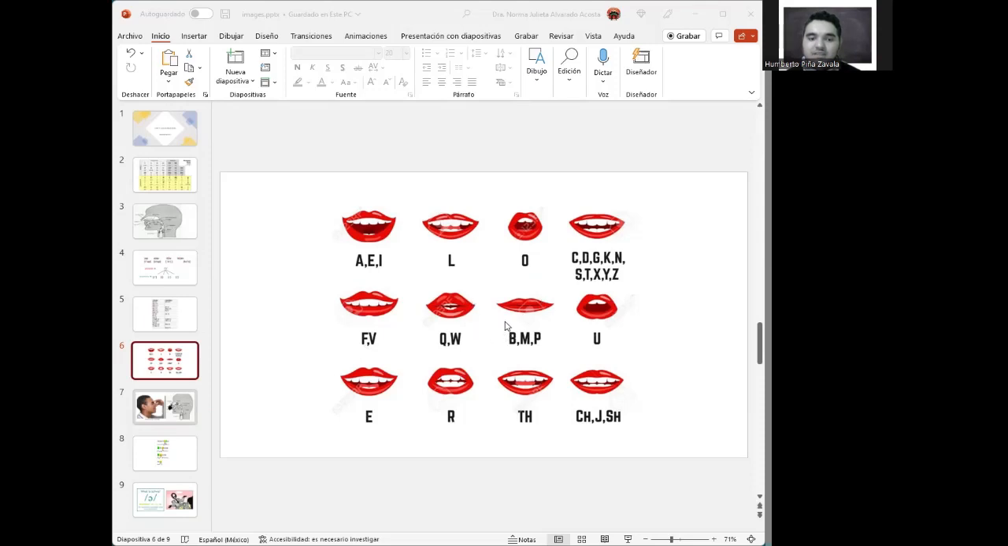Now we got the close sounds, like B, M. You cannot say them with the mouth open, like "eh, he." You cannot say them like P.